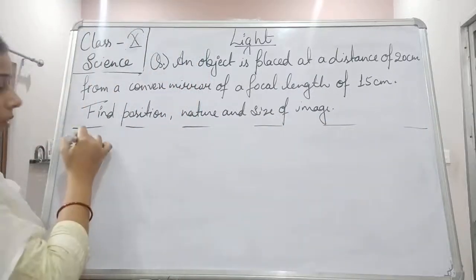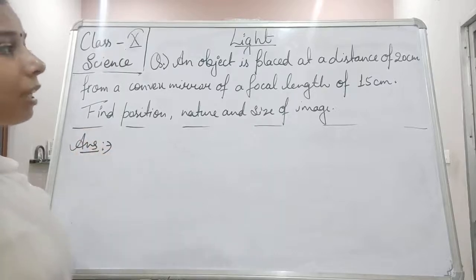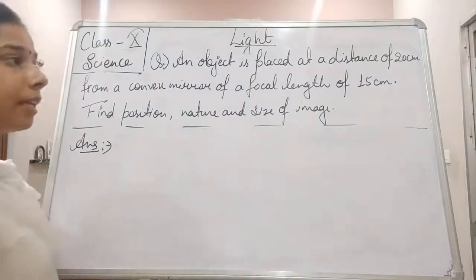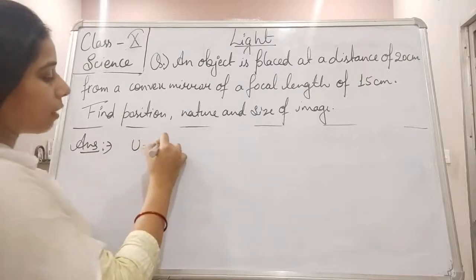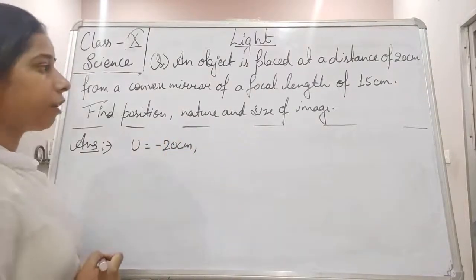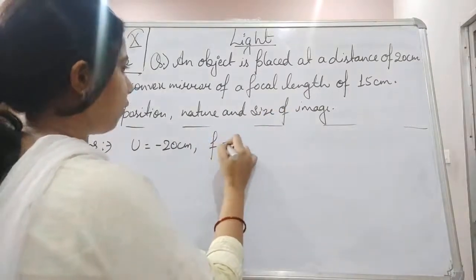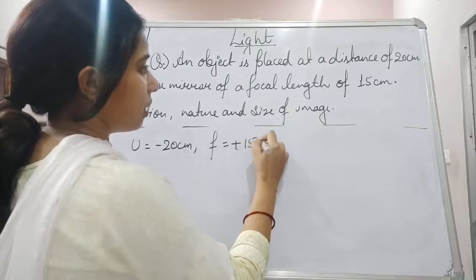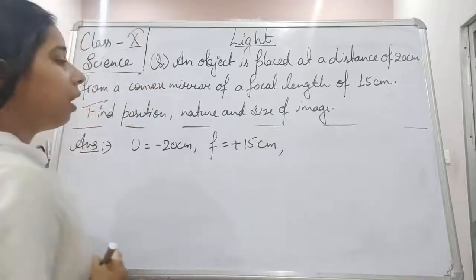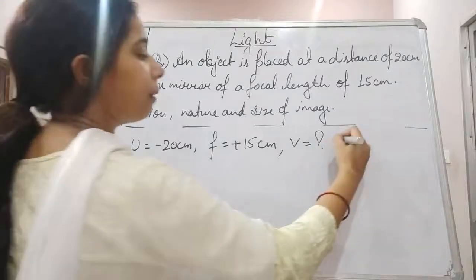Now we will solve the answer, students. What are the things which are given here? Object is placed at a distance of 20 centimeters. So u is given, that is minus 20 centimeter. Of a focal length of a convex mirror, that is 15. So if it is a focal length of a convex mirror, it will be plus 15 centimeter. And we have to find v, and we have to find the magnification also.